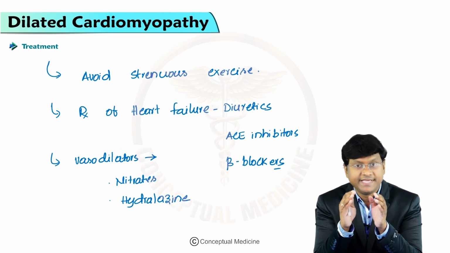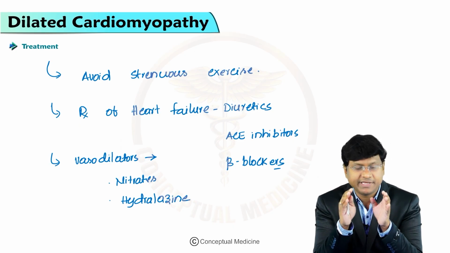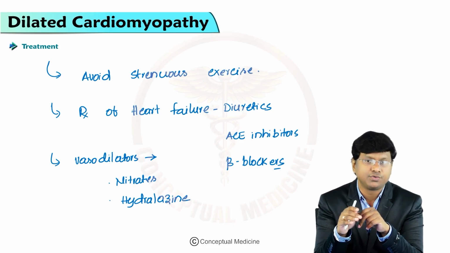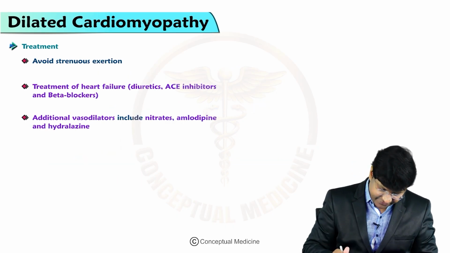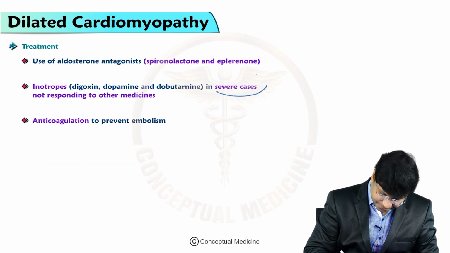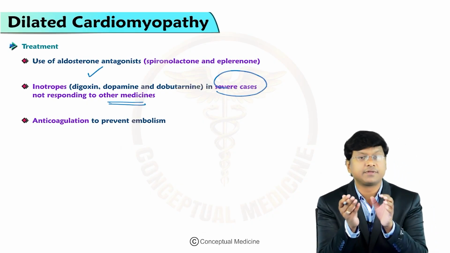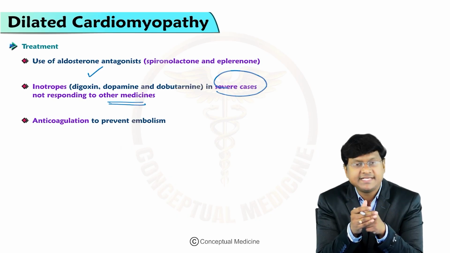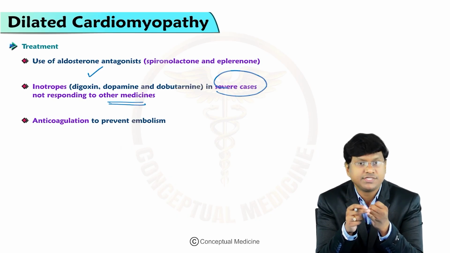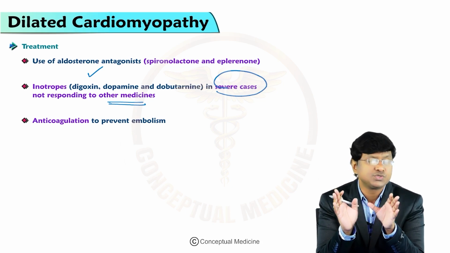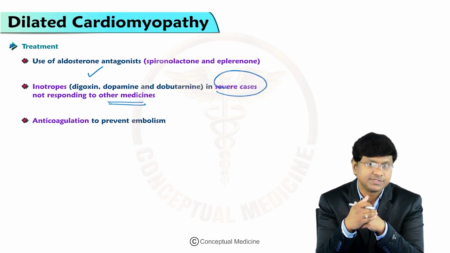Now, in severe cases, where the blood pressure is on the lower side, you also need to give inotropes, okay? So, in severe cases not responding to other medications, you need to give inotropic agents, and these include digoxin, dopamine, as well as dobutamine. These are the inotropes that have to be given in severe cases who are not responding to other medicines.